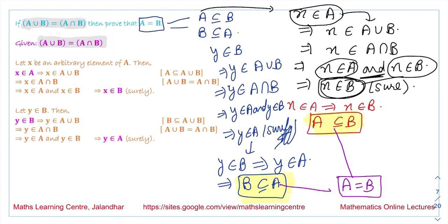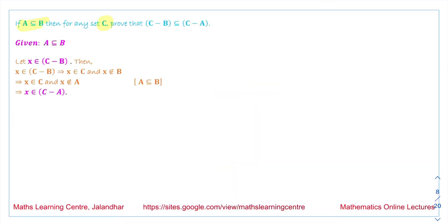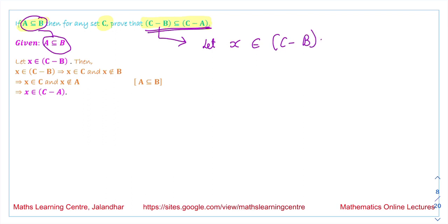Now the next thing we have to prove is: if A is a subset of B, then for any set C, C minus B is a subset of C minus A. What is given to us is that A is a subset of B, and we have to prove the other statement. We consider the left hand side and say let x be any arbitrary element of C minus B. Then what this means is that x belongs to C and x does not belong to B.